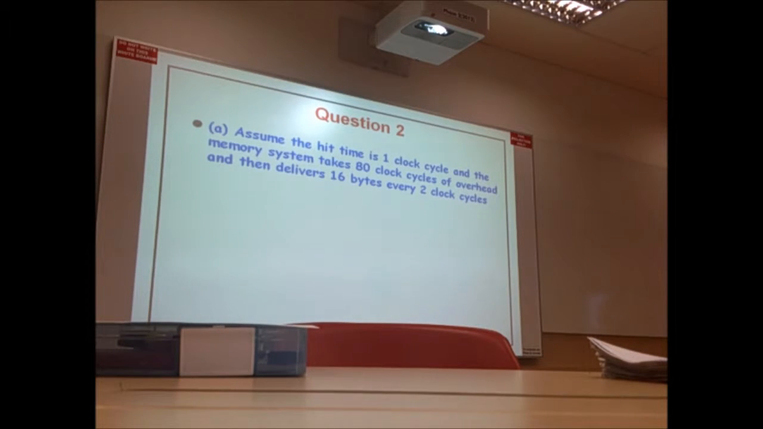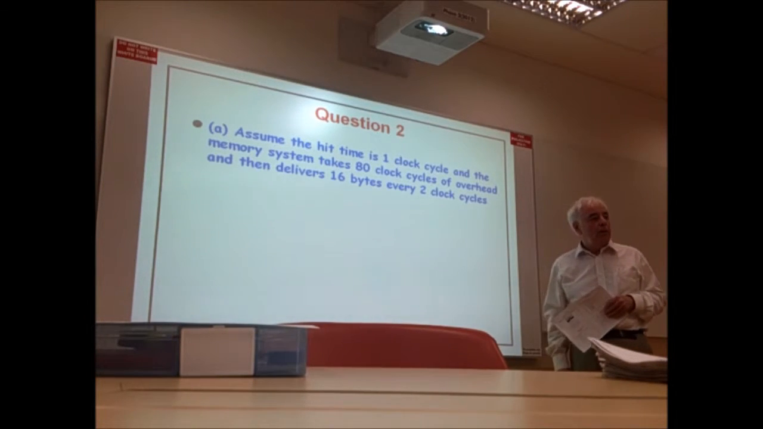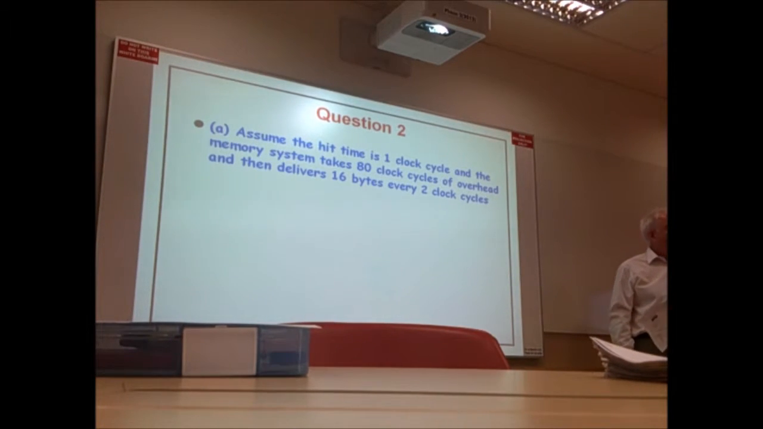First of all, we're given some more information. We're told that the hit time is 1 clock cycle. So if we have a hit, it just takes 1 clock cycle. If we have a miss, we have a miss penalty.